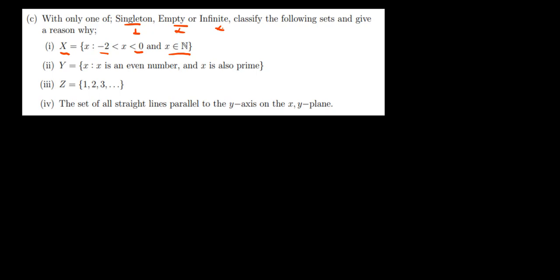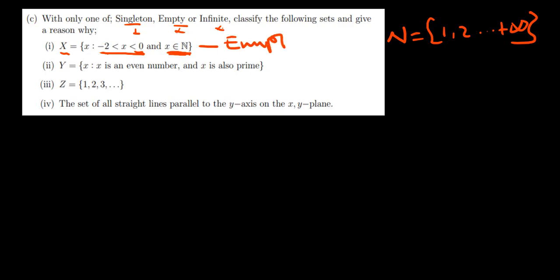Yeah, excellent. So we see a contrast here because we've been told that x is a natural number, and I've told you what natural numbers are: the numbers 1, 2, up to positive infinity. So we have two contrasting scenarios here. x is a natural number, and again x is between -2 and 0. There is no natural number that is between -2 and 0. Natural numbers start from 1. So we are going to classify this set as an empty set.